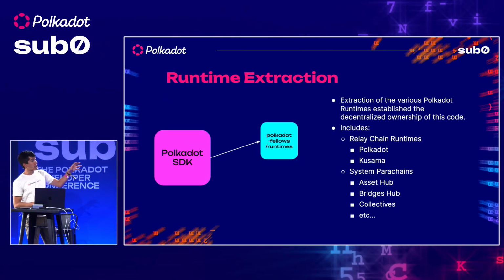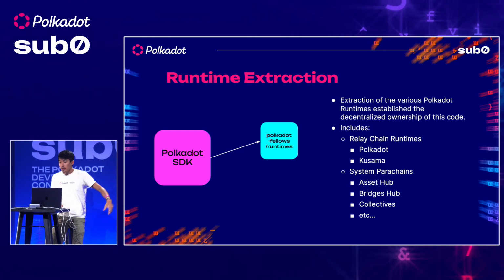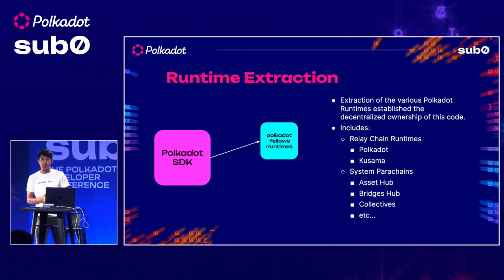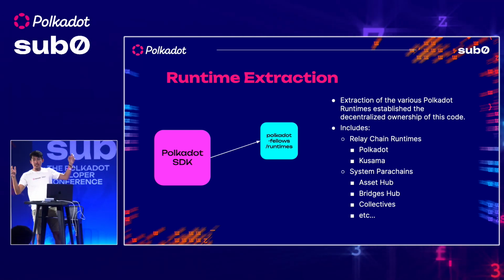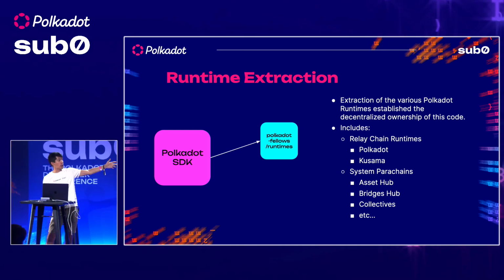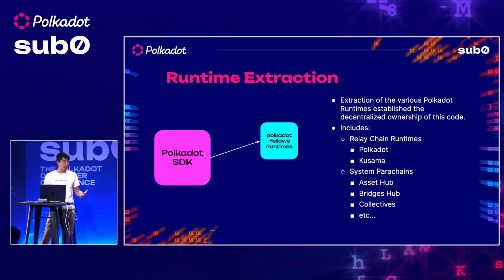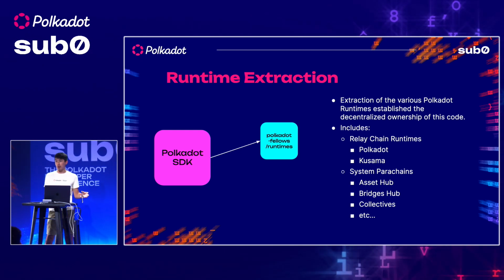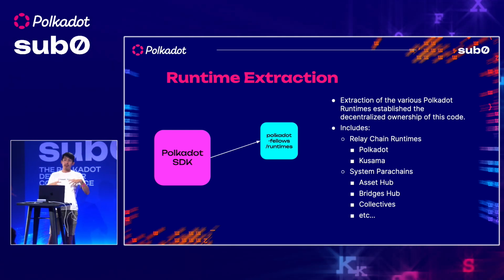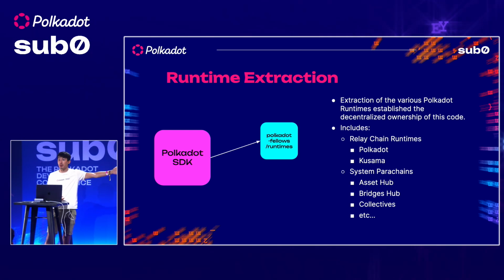But also, as a part of this process, we also ejected or extracted some of the code too. And this is the runtimes for the various blockchains. As you might know, we have a lot of different blockchains in our ecosystem. We have the relay chains like Polkadot and Kusama, and for each of them, we have system chains like the Asset Hub, Bridge Hub, Collectives chain, etc. And so these were also taken out of the main Polkadot SDK repo because the SDK should be a library for building these things. These are the actual tangible products we built with them, right?